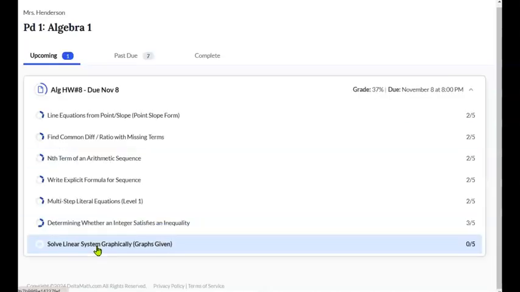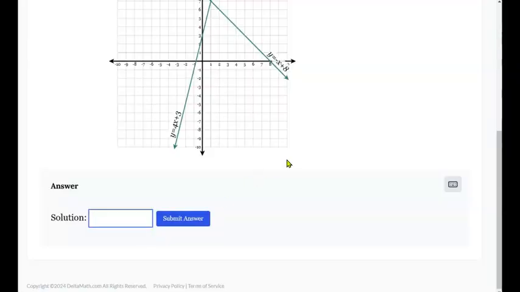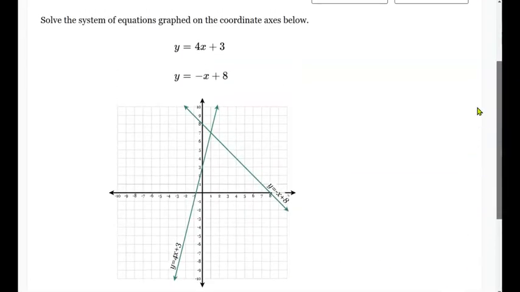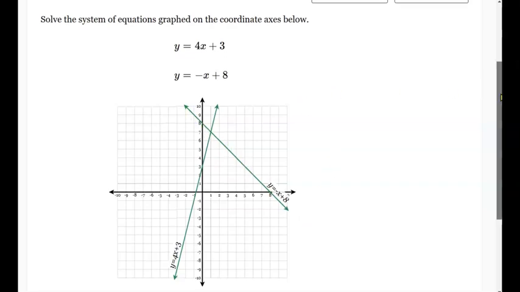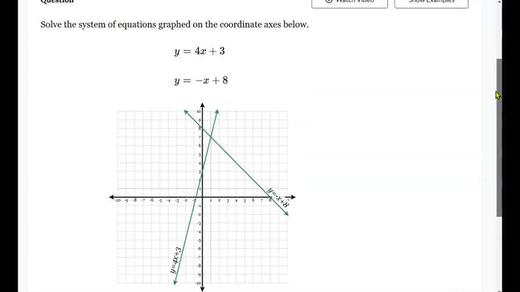Final topic, solving a linear system graphically. So they're going to give you 2 linear equations here. Y equals 4x plus 3, shown here, increasing. And y equals negative x plus 8, shown here, decreasing. And they want to know what is the solution to this system. The solution is any combination of x and y that satisfies both equations.